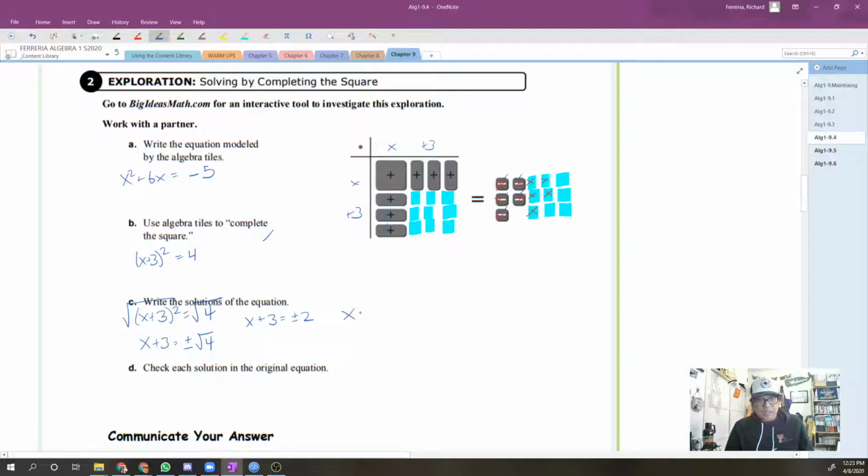The first one is x plus 3 equals -2. And if I solve that, I get x plus 3 minus 3 equals -3 minus 2, or x equals -5. The other solution, x plus 3 equals positive 2. And then if I add a -3 to both sides, x equals -1. So my 2 solutions are x equals -5 or x equals -1.